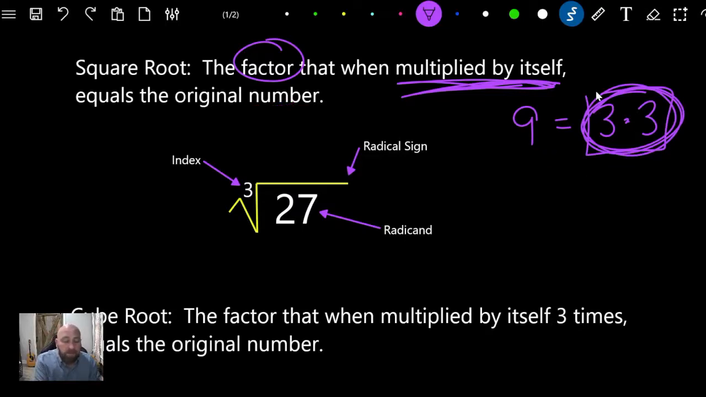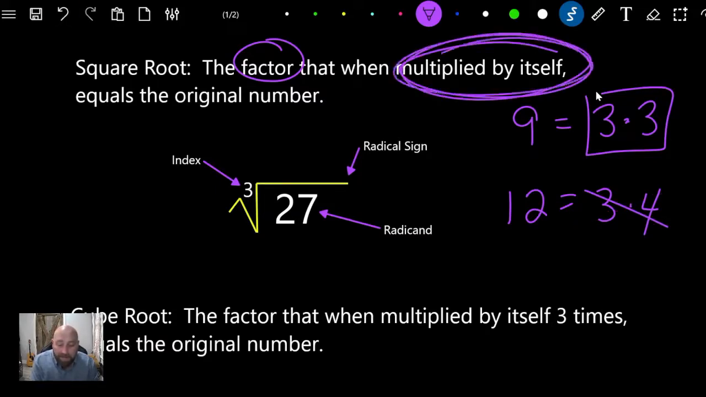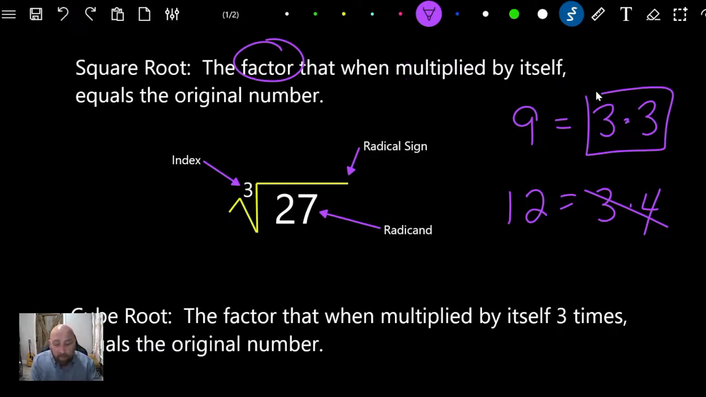So some students are like, well, okay, that makes sense. So what about 12? 12 has a square root, right? So 12 is 3 times 4. No, no, no, no, no. That doesn't work. Why not? Because it says that it needs to be multiplied by itself. 3 and 4 are two different numbers, right? 3 and 4, that doesn't work. 3 and 4 are not the square root of 12. There is a square root of 12.